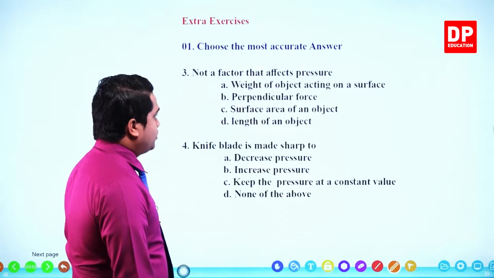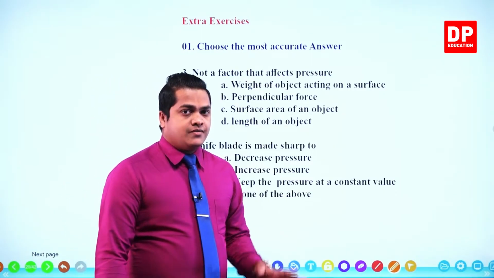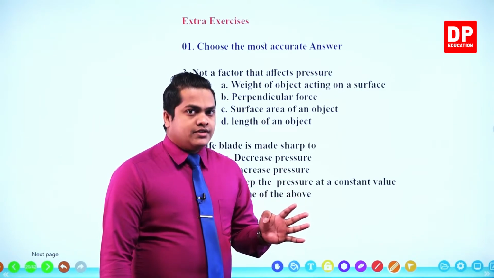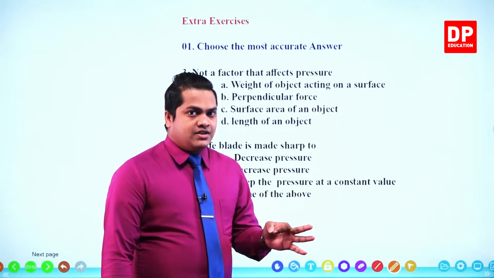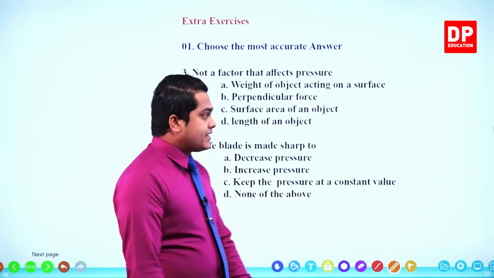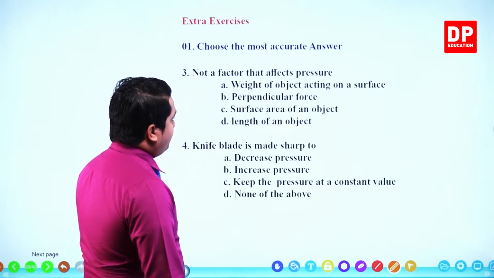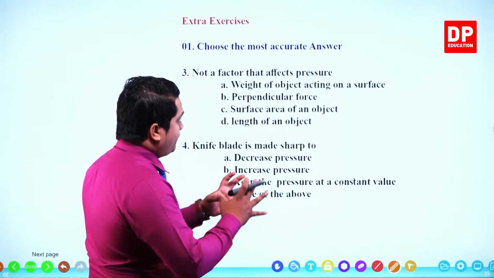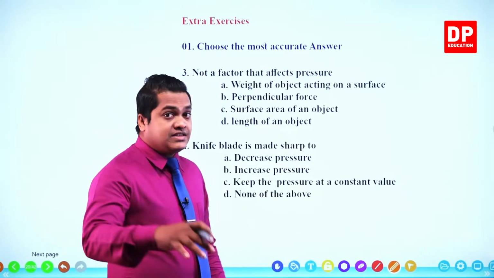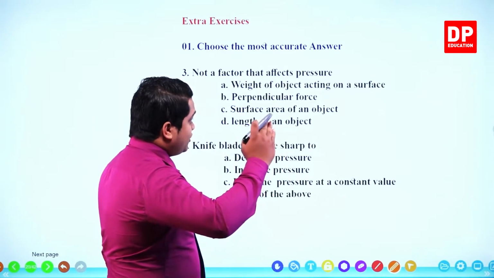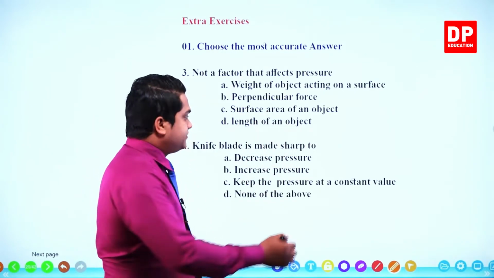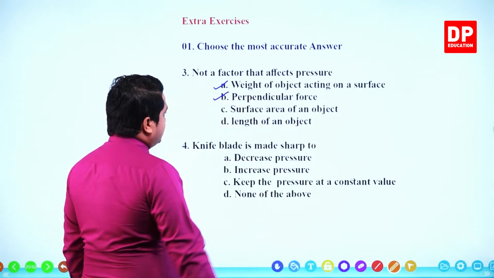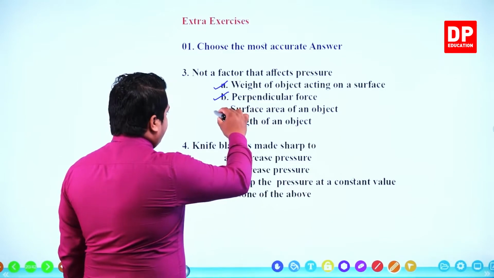Next one, not a factor that affects pressure. The 2 factors that affect the pressure are the force acting on the surface, and the second one is the surface area. So number 1, weight of object acting on a surface. Weight is a force. So force acting on a surface. Correct. Perpendicular force, absolutely correct. Surface area of an object, correct.